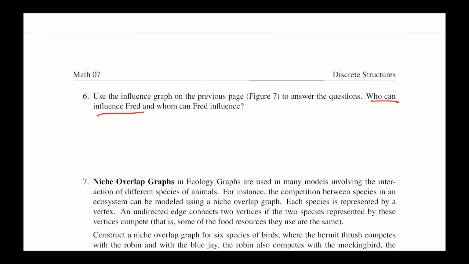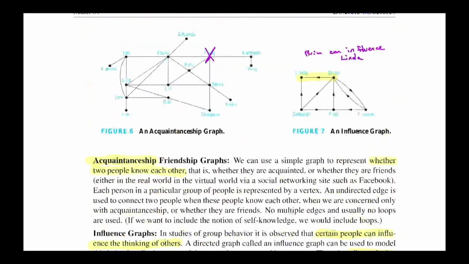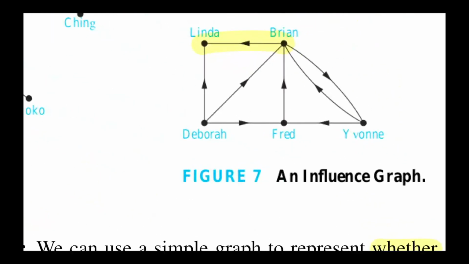Who can influence Fred? Okay, so we're looking at the one that's drawn up here. So here's Fred. Who influences Fred? So remember, if you can influence somebody, then the arrow points from you to them. So which arrows point to Fred? So there's one, right? This one. So Deborah influences Fred, and this one. So Yvonne influences Fred, right? They're pointing at Fred. And that's the way it works, right? Deborah influences Fred. Yvonne influences Fred.